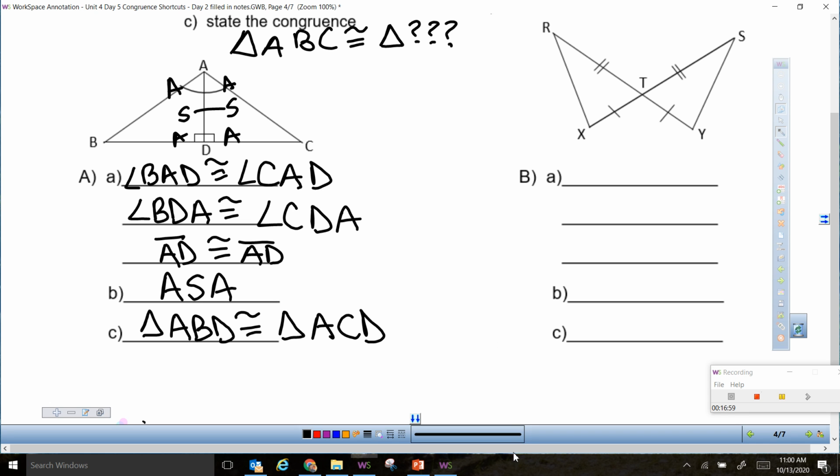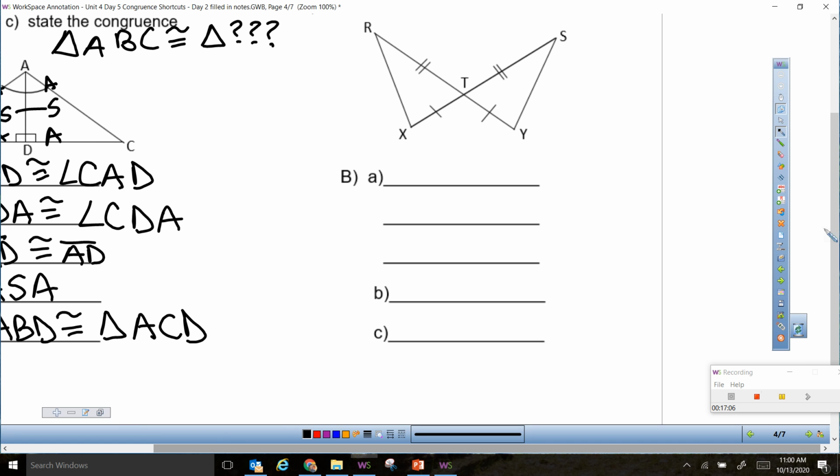Okay, so this next one, question B. They gave us some sides that are congruent. So let's start with the one tick mark. So let's start down here. And what two sides are congruent? So side what? Side XT is congruent to side what? I need to do it in the same order. So if I did bottom to top, I need to do bottom to top. So that needs to be side YT. So XT and YT.